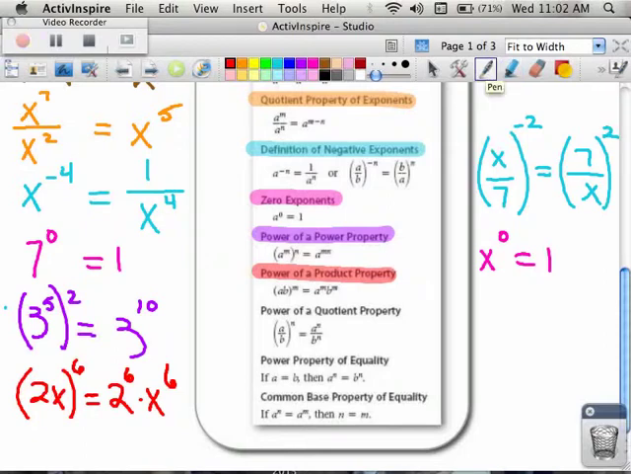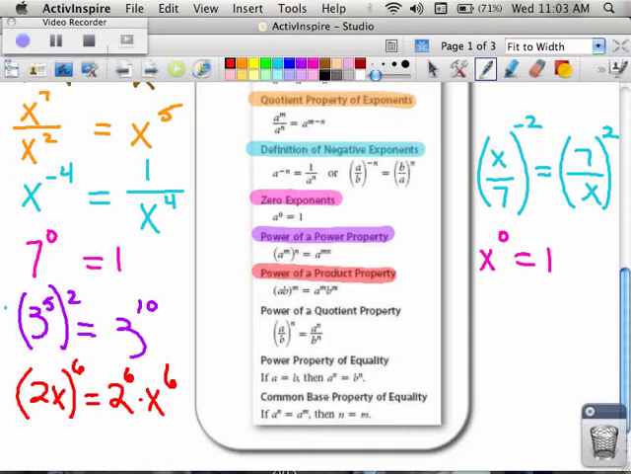Product means two things are being multiplied, and you're raising it to a power, so both things inside got the power. What were the exponents on both the 2 and the x inside? 1. They don't write them there, but it's a 1. So just a reminder.